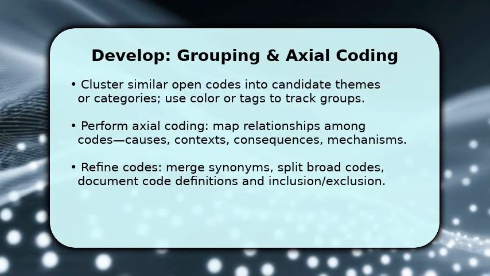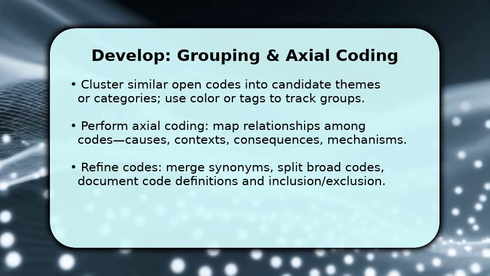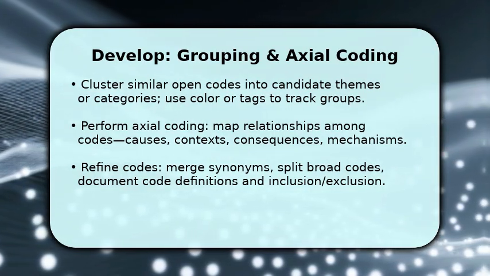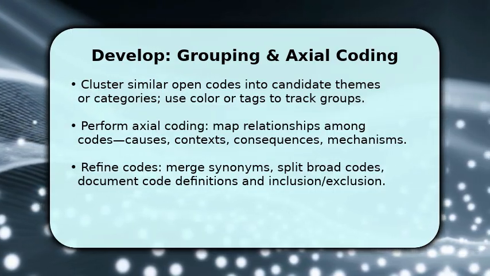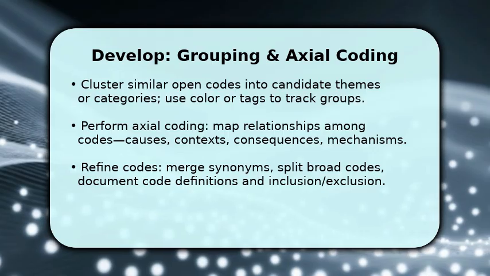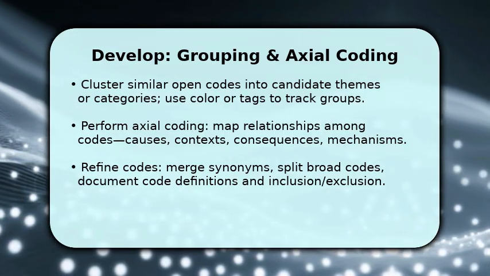Now move from fragments to structure. Cluster similar open codes into candidate themes using colors, tags, or folders so you can visualize patterns. Once mapped, perform axial coding. Explicitly link codes by asking how they relate: causes, contexts, consequences, or processes.